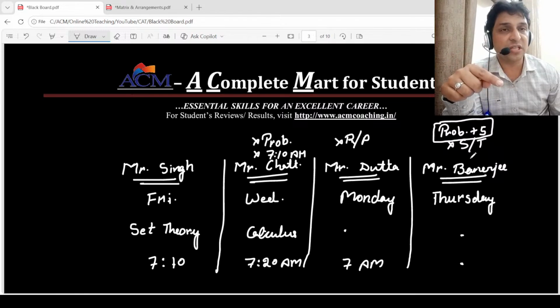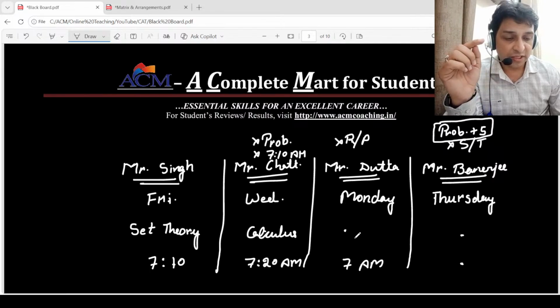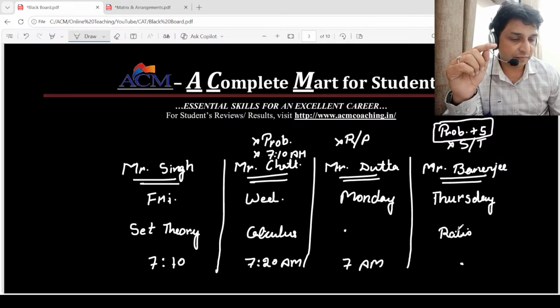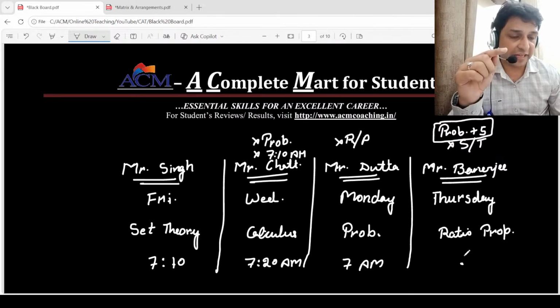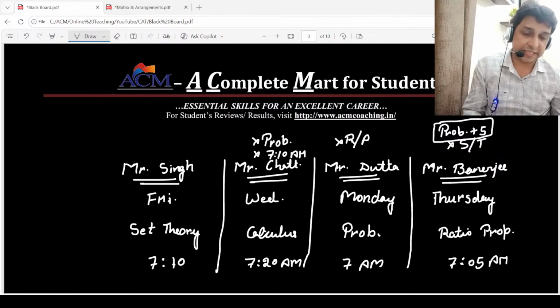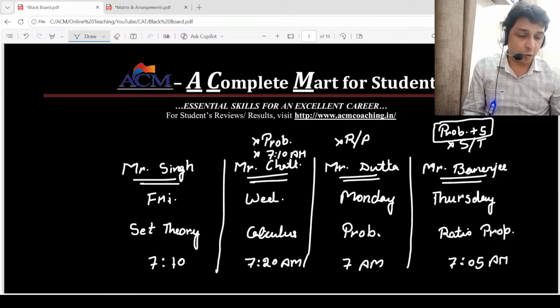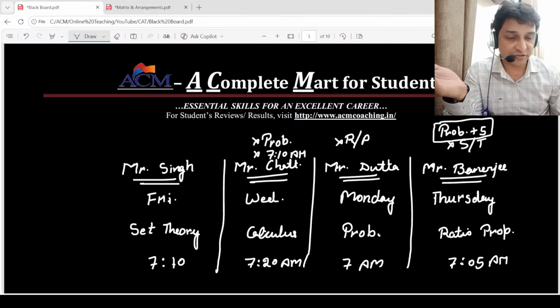Now this can't be set theory, this can't be probability. Mr. Banerjee can't teach probability, can't teach set theory. That means Mr. Banerjee is going to teach ratio and proportion, and Mr. Datta will teach probability. And if Mr. Datta teaches probability, after 5 minutes of that, Mr. Banerjee will take the class at 7:05 a.m. Now this completes the table, and that gives me the information about all the 4 faculty members who are taking the class. Now I may answer the question straight away.